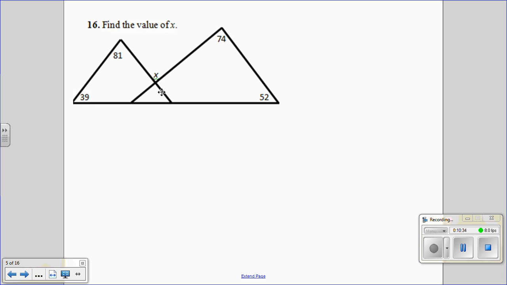All right, number 16. We're gonna again find the value of x. The first thing I would do is find the value of this missing angle to this leftmost big triangle here. First thing I would do is add 81 with 39, and in doing so you would get 120 because you added those together. And then I know if I take 180 minus 120, I would find that missing angle, and it would leave me with 60. So this angle is 60 degrees.